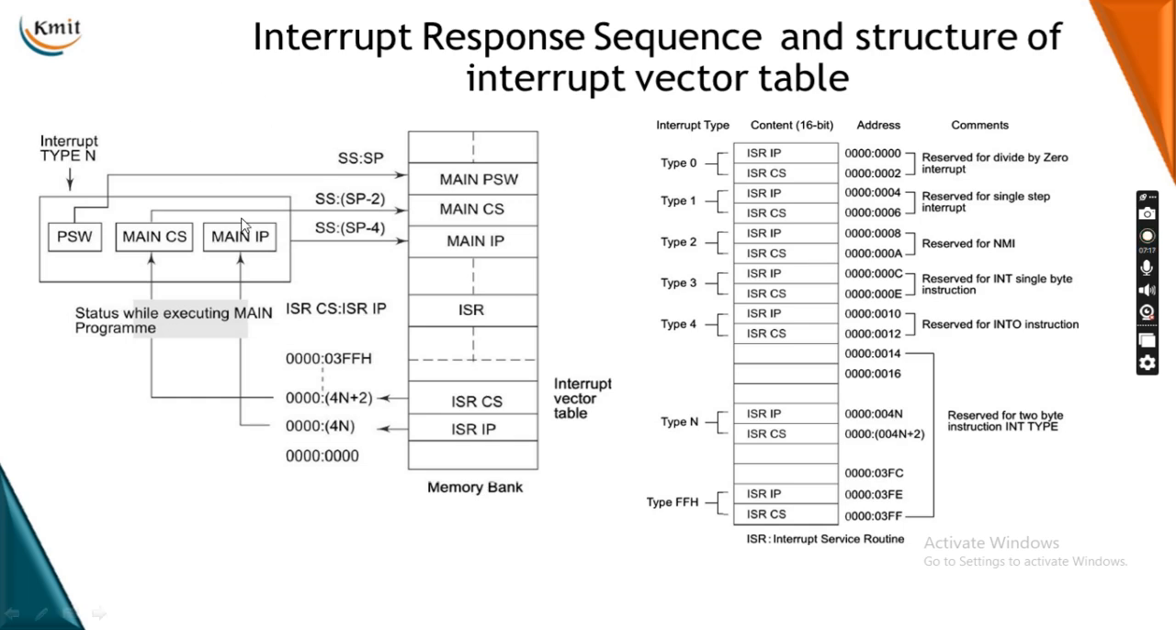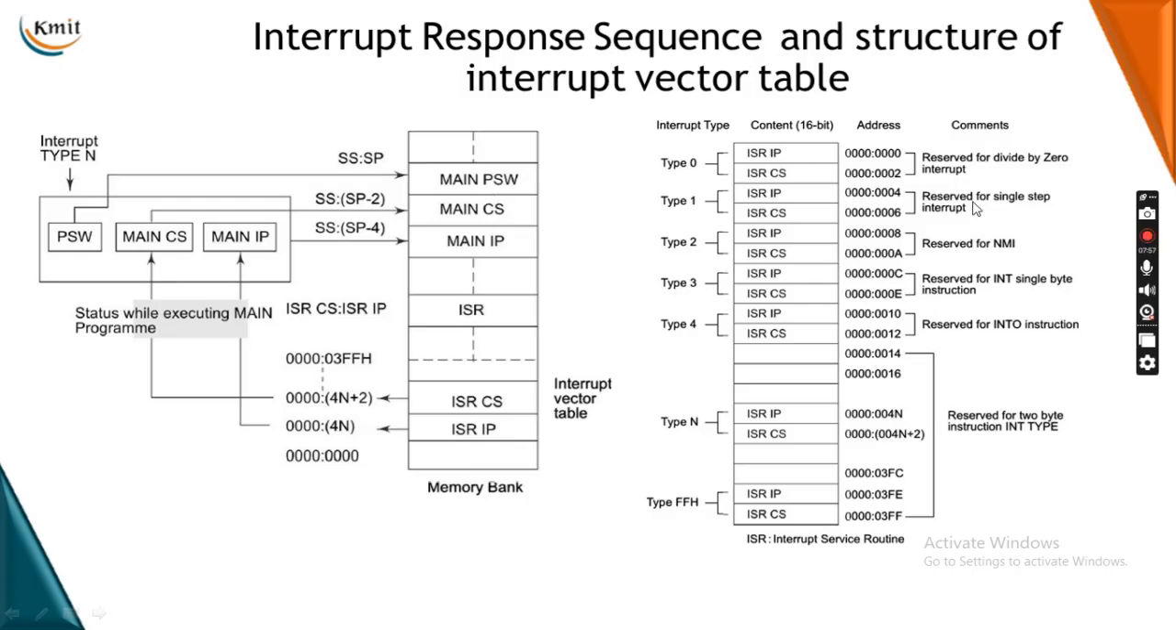See here, this is how your memory bank is. These are the types of interrupts: ISR IP, ISR CS, main IP. An interrupt has occurred, so it stops, goes to the ISR, and the ISR CS and ISR IP are loaded, and it executes that table. After executing, the main IP, main CS and then the program status word will be fetched and the normal process executes.